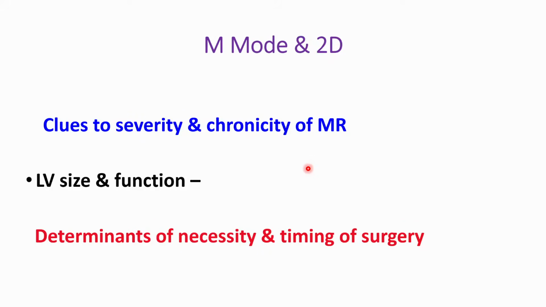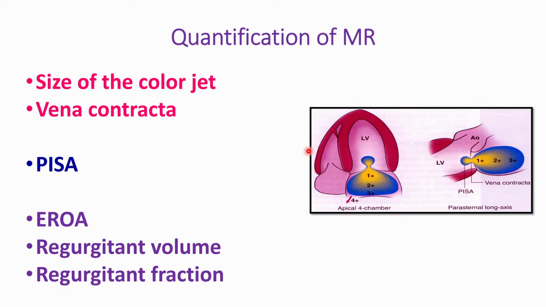So here comes the role of both M-mode and 2D. They give the clue to the severity and chronicity of MR. LV size and function assessment is very important here, and they determine the timing of surgery. There are both qualitative and quantitative indicators of severity of MR. The quantitative ones are vena contracta, then PISA, effective regurgitant orifice area, regurgitant volume, and regurgitant fraction. Whenever there is MR, the narrowest orifice of the regurgitation jet at the level of the mitral valve is called the vena contracta.